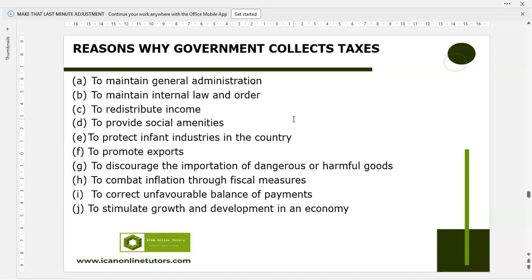Then we have distribution of income, taking money from the rich and distributing to the poor, either through the infrastructure of roads, public goods, merit goods, and the like. Then we have to provide social amenities. We have to protect infant industries in the country. So the infant industries, let governments give them money. They have collected the tax.